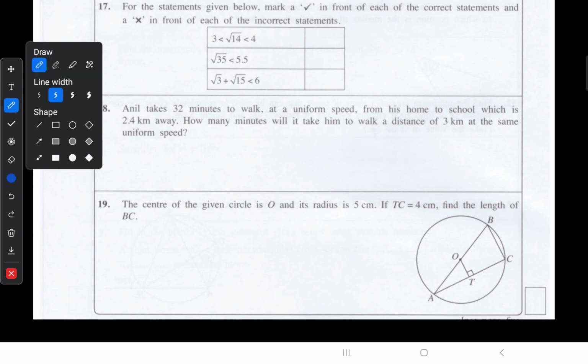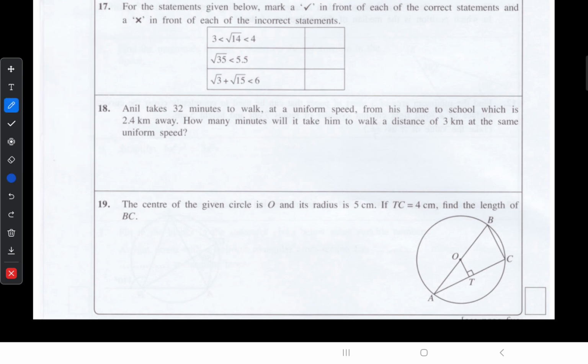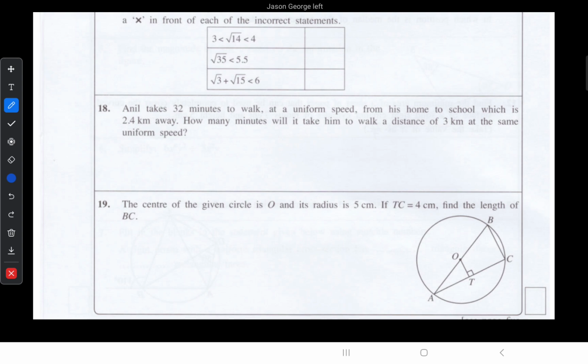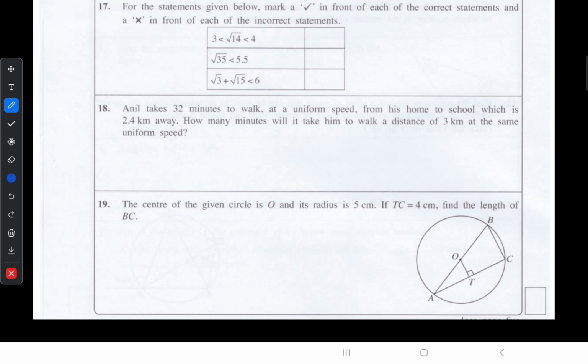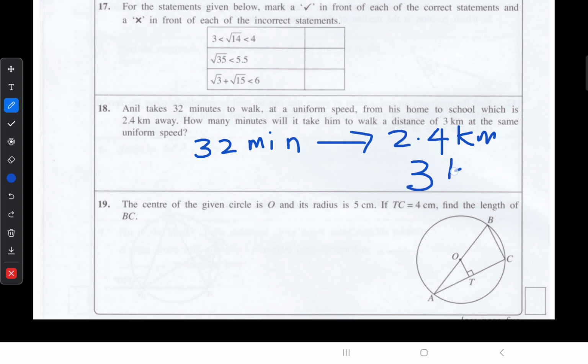Okay, for the next question. Anil takes 30 minutes to walk at a uniform speed from his home to a place 2.4 kilometers away. He took 32 minutes to reach 2.4 kilometers. How many minutes will it take him to walk 3 kilometers at the same uniform speed? How much time does he need to reach 3 kilometers at the same speed? We have to find the time t.